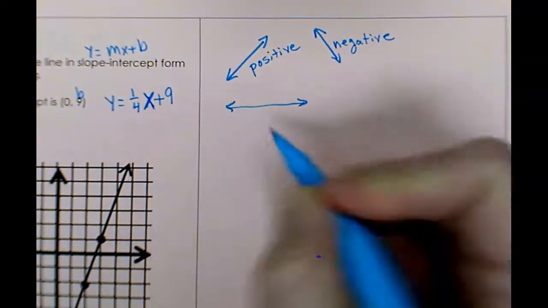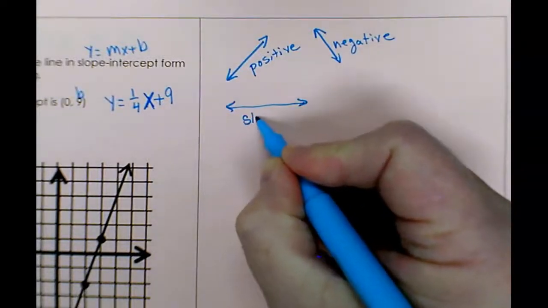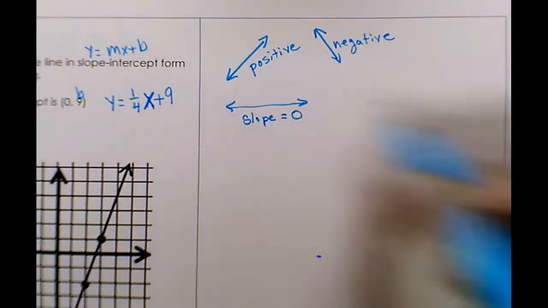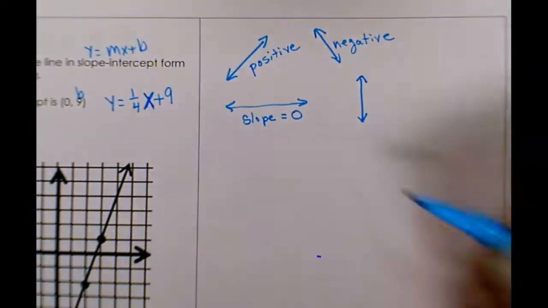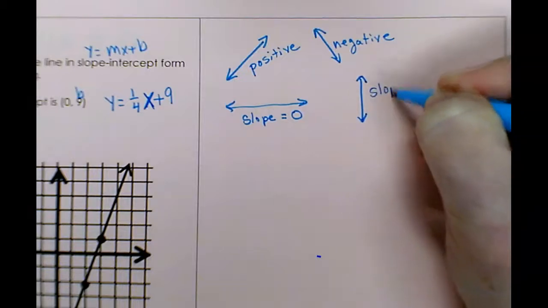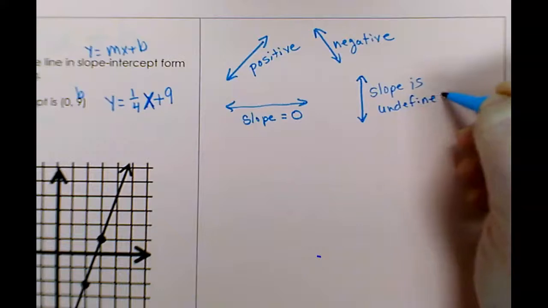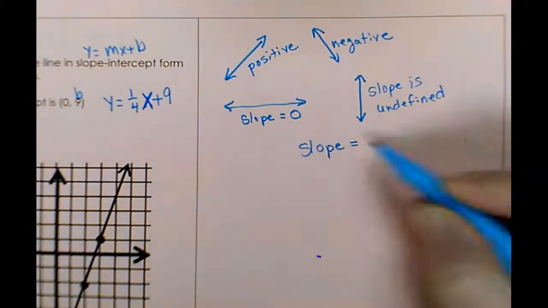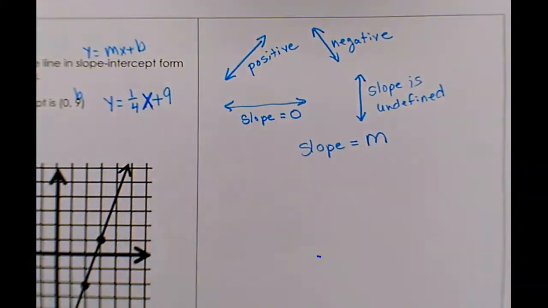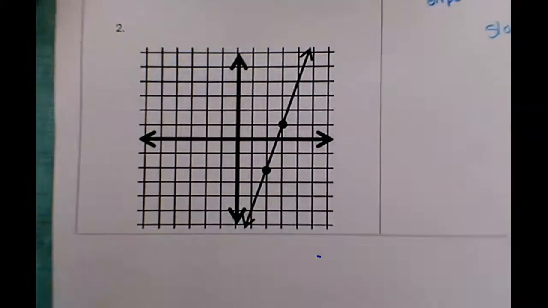If we have a totally flat horizontal line, the slope of this line is 0. If we have a vertical line going straight up and down vertically, the slope of this line is undefined. And the letter that we use to represent slope is the letter M. That is from some previously learned information. Okay, let's get back here to this problem number 2.